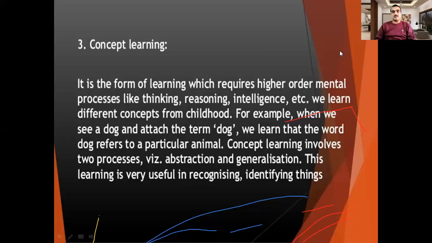Say for example, when we see a dog and attach the term dog, we learn that the word dog refers to a particular animal. Like that only we have learned right from our childhood. A for apple, we used to say. We will show the picture, write A, P, P, L, E, and we were taught A for apple.